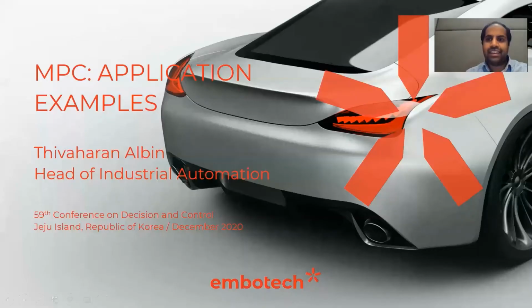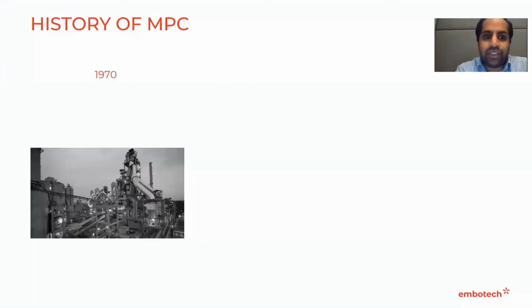All right, let's now look into some application examples where model predictive control is actually applied. For that, let's start with a little bit of history of MPC. Going back in time, around 1970, MPC evolved in the process industry. For example, chemical plants were controlled by model predictive control, and it was a great success story there, and it got implemented in more and more applications in the process industry.